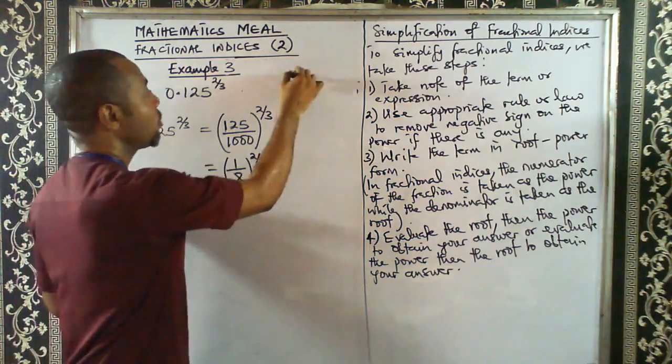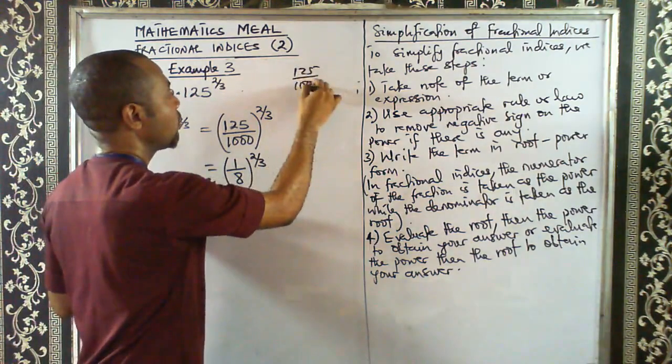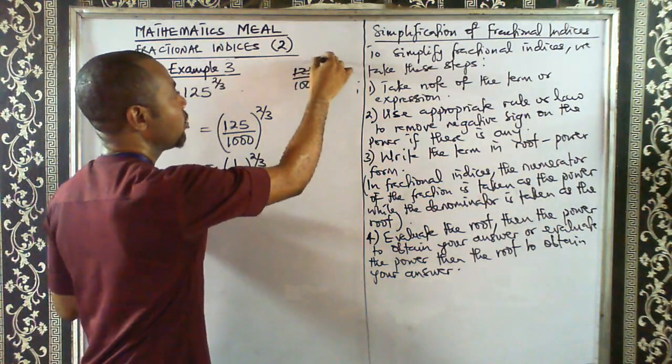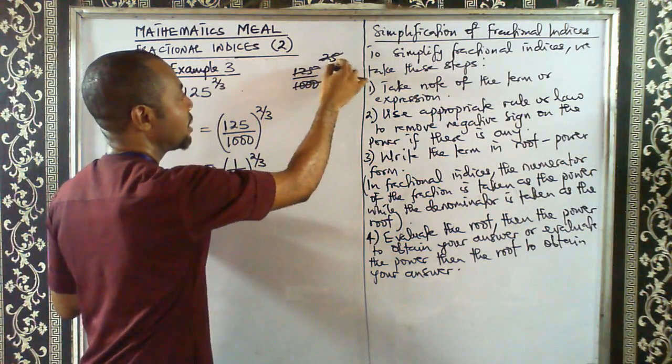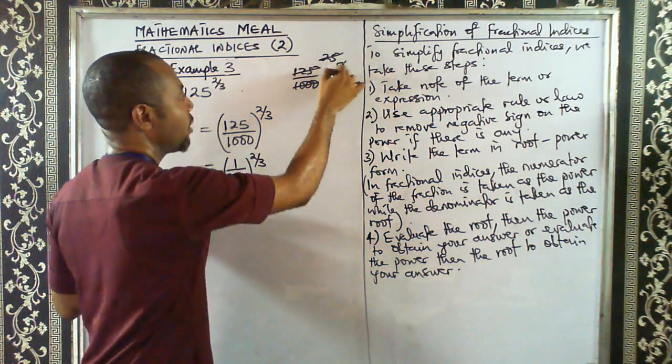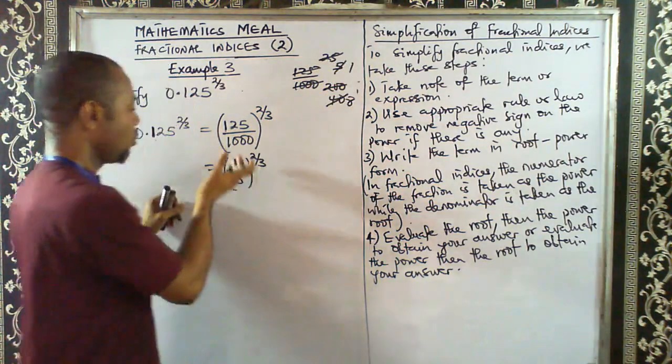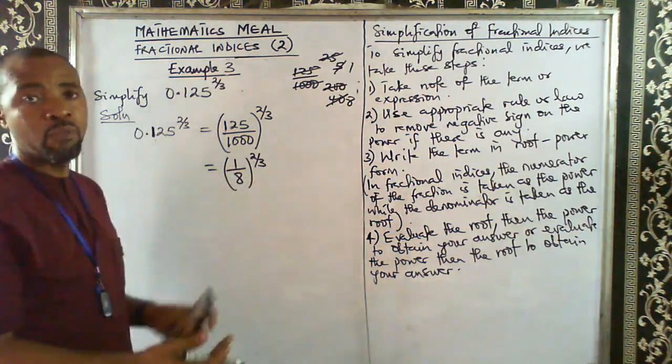For example, here 125 over 1000. We know if we start dividing by 5, we are going to have 25. If 5 divides this, we have 200. If 5 divides this, it is 35, 5 divides this, it is 40, 5 divides this, 1, 5 divides this, 8. So by reducing this to lowest term, we have this.